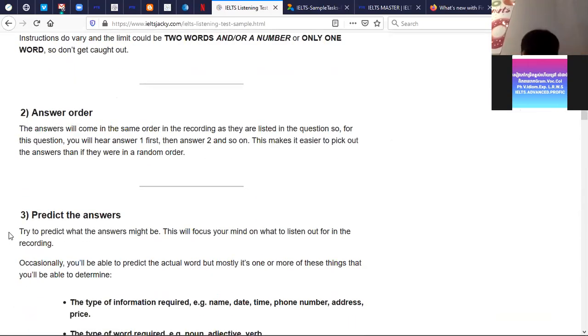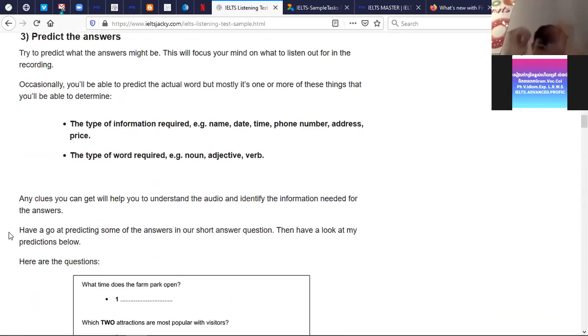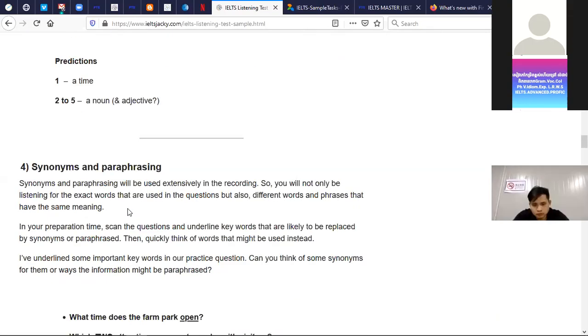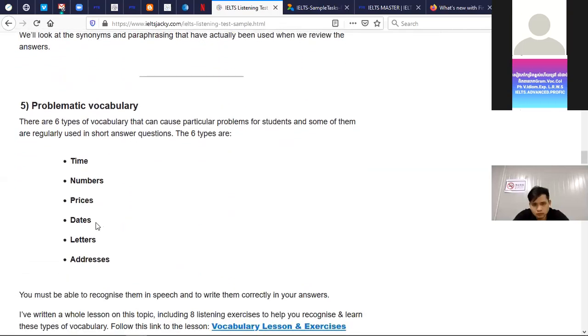You can predict the answer, especially what kind of information you will need to write down in the blank. Again, it's always about synonyms or paraphrasing in every listening, so you know that already. So here is some problematic vocabulary you need to be careful with when you write it down: times, prices, dates, letters, and addresses. So these are very tricky.